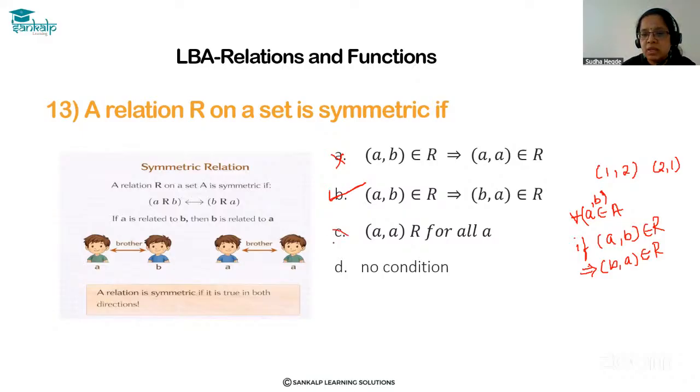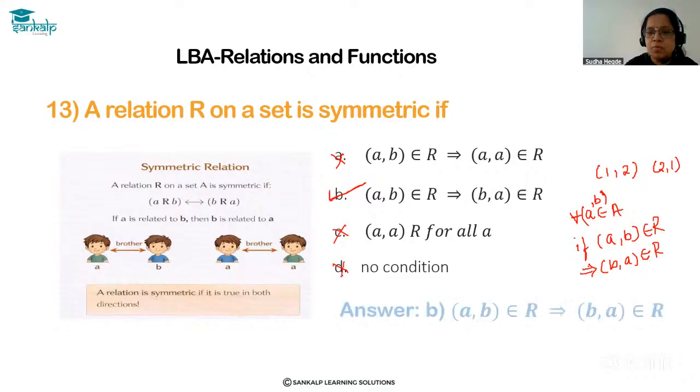Option C is also not correct, and D is also not correct. So the final answer is option B: (a, b) belongs to R implies (b, a) belongs to R.